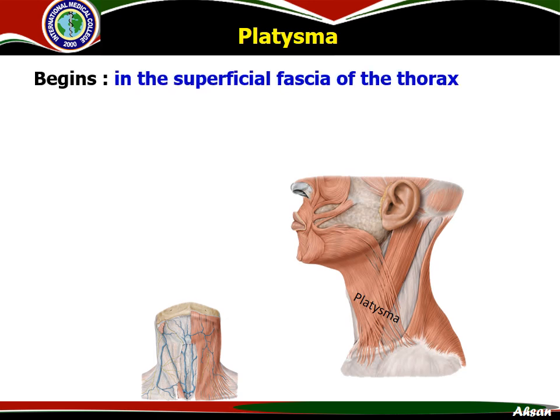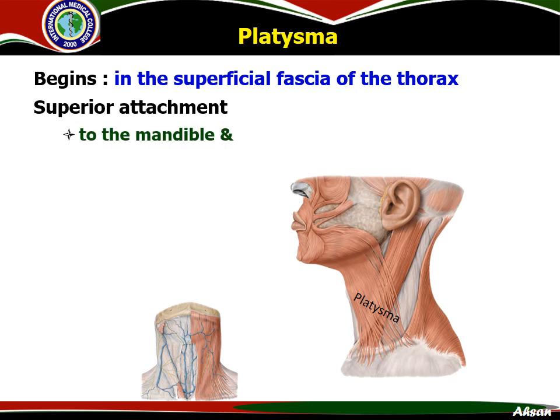The platysma is a flat muscle present in the superficial fascia. It begins in the superficial fascia of the thorax below and moves up and remains attached to the base of the mandible, and goes further to be distributed in the face. It blends with the deep fascia and the muscles of the face.